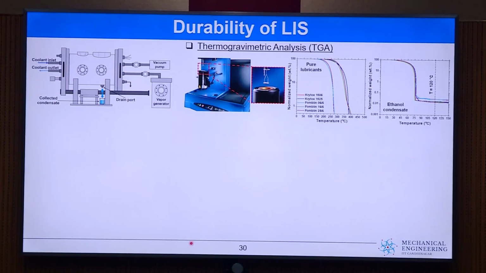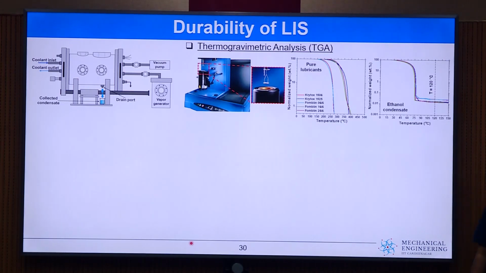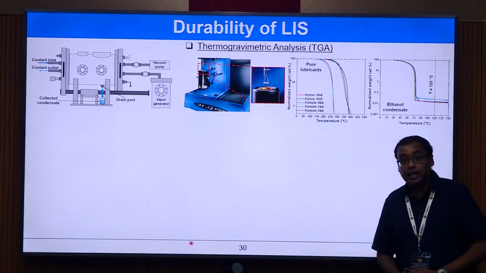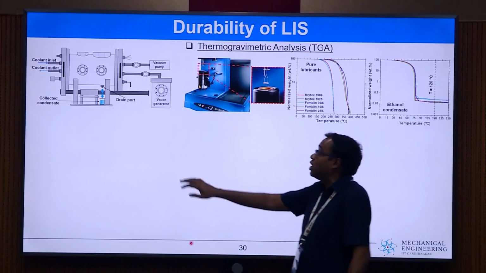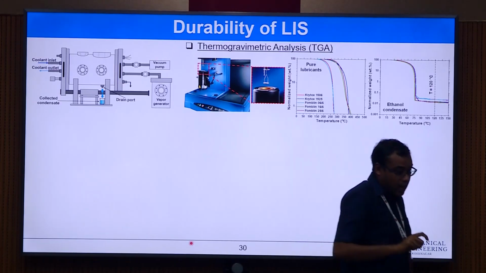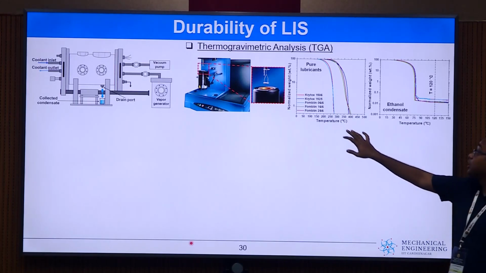Now, the major challenge or the major limitation of these lubricant infused surfaces being accepted in an industrial application is the question of the durability of these surfaces. So we did a bunch of durability tests. We started with the thermogravimetric analysis test, where we collected the condensate and then did a TGA. TGA is essentially heating up the solution or the fluid at regular temperature intervals.